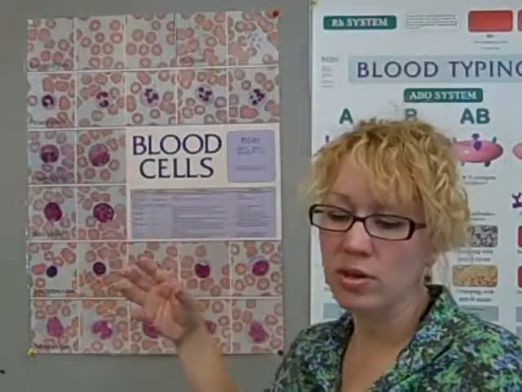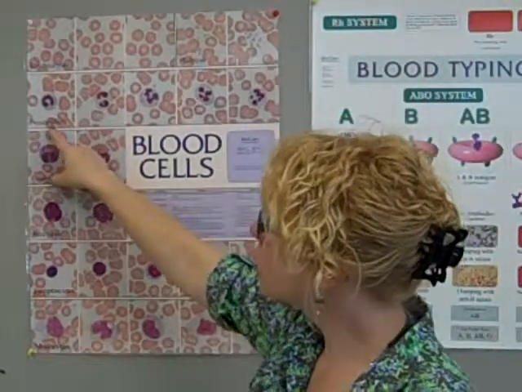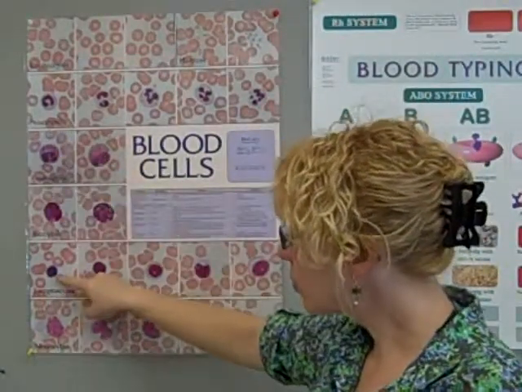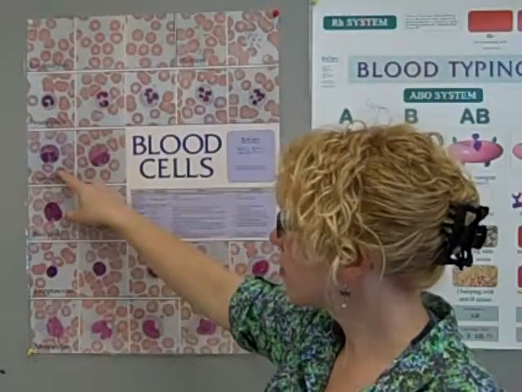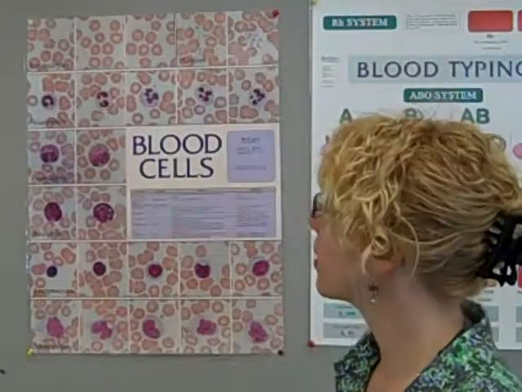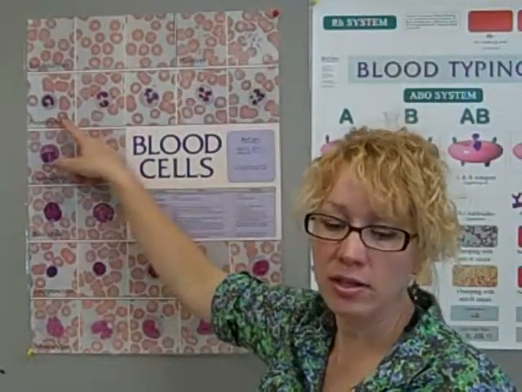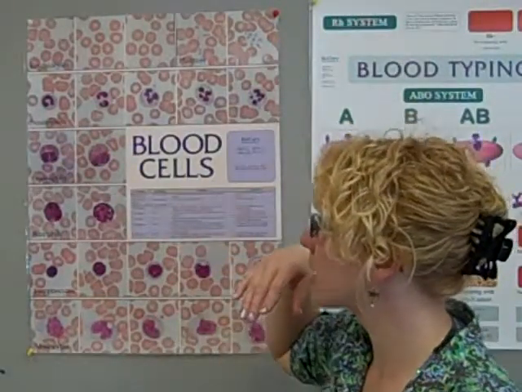I always remember the saying, never let monkeys eat bananas. Never let monkeys eat bananas. Because there are neutrophils, lymphocytes, monocytes, eosinophils, and basophils. So you have to remember what those really stand for. The neutrophils are the most common. In fact, that little saying is in the order of most numerous to least numerous white blood cells.